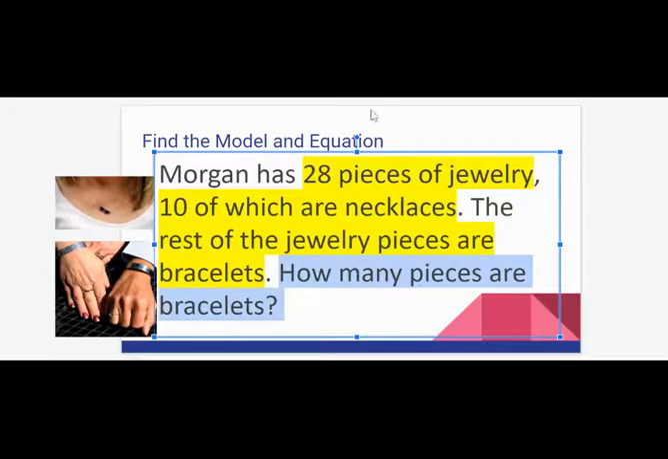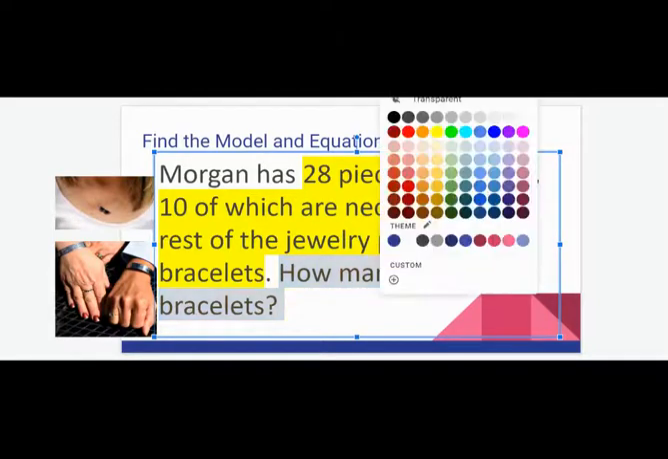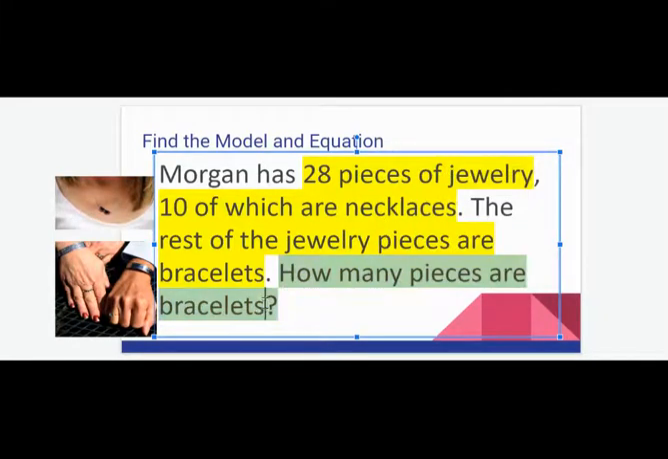So we have a lot of important information in here. There is not much extra information. And finally, how many pieces are bracelets? I'm going to highlight that in green, and we are specifically looking for our bracelets. Okay, so now we know our total is 28. Part of that total comes from 10 necklaces, and the rest are from some number of bracelets. And we are trying to figure out how many bracelets Morgan has.